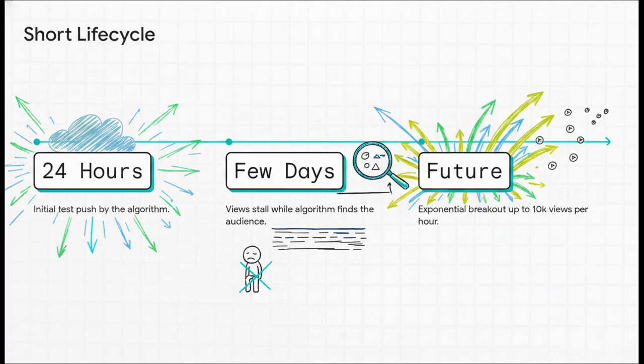But it's actually not. It's just the algorithm processing all that data, trying to find exactly which audience segment engages best. If your metrics are solid, that flatline is eventually followed by an exponential breakout. We're talking sometimes hitting 10,000 views an hour.